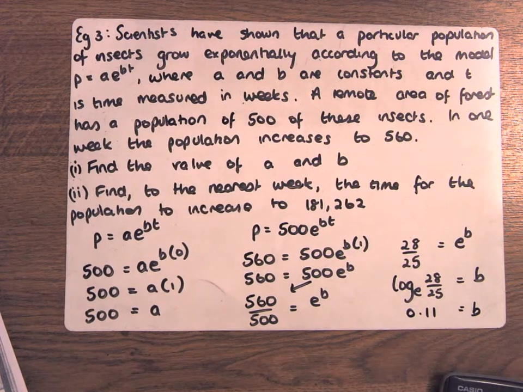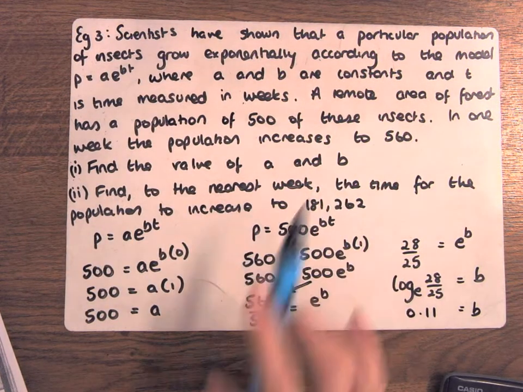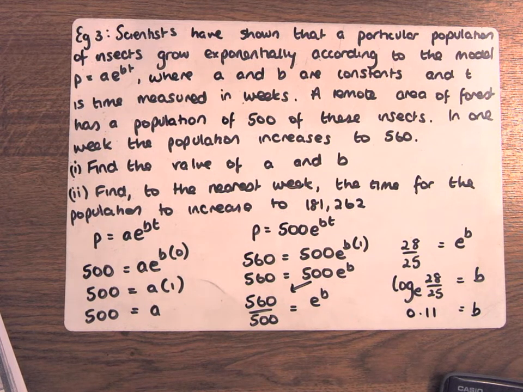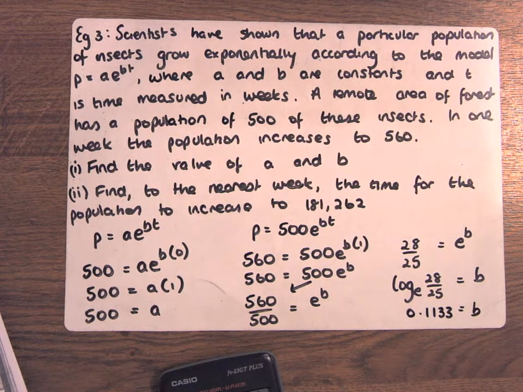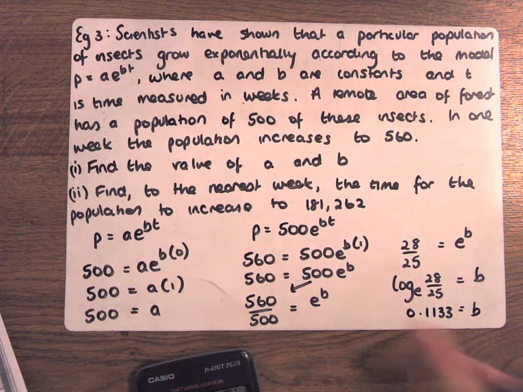Now, did they ask me to find the value of A and B? They didn't tell me what to round it to, so I'm going to go a few more decimal places to be a bit more accurate. 0.1133. So that's my answer to part 1. There's the value of A, there's the value of B.